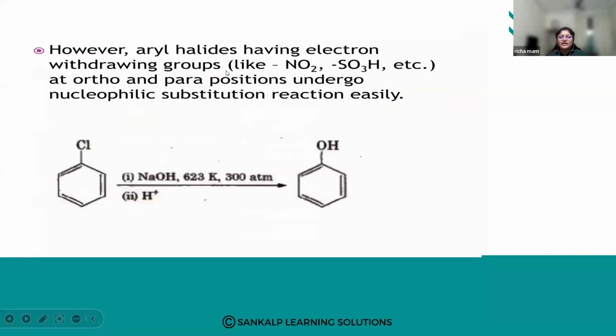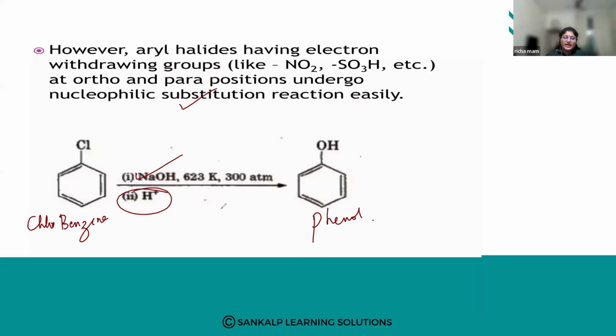Next, however, aryl halides that have electron withdrawing groups like NO2, SO3H at ortho and para positions undergo nucleophilic substitution reaction easily. So when you have such electron withdrawing groups, it will undergo nucleophilic substitution easily. Now I have a chlorobenzene. I have reacted it with NaOH at 623 Kelvin and 300 atmospheric pressure, followed by acid hydrolysis. I got a phenol.